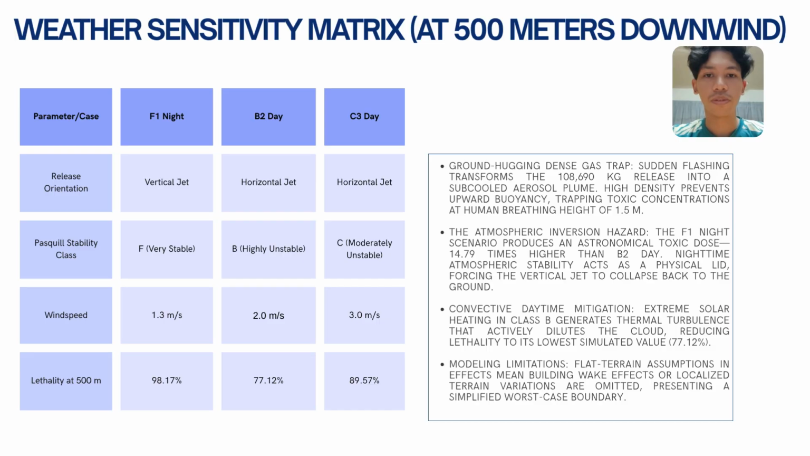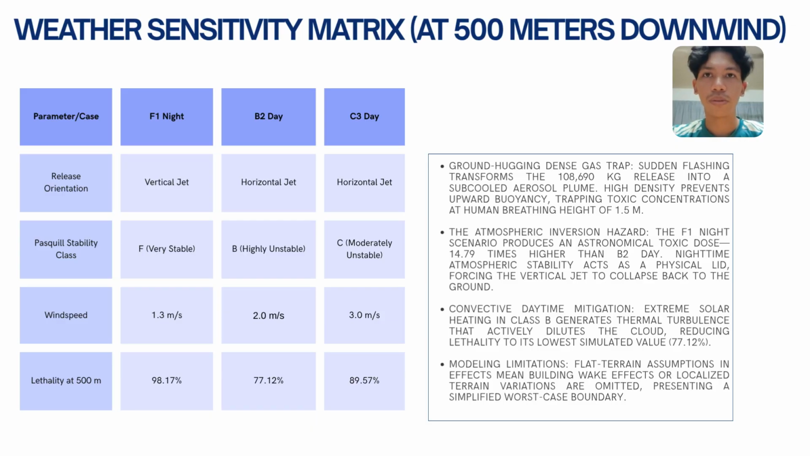So the first one is the F1 night scenario, which represents a very stable atmosphere with the lowest wind speed of 1.3 meters per second. There is very little atmospheric mixing, so the toxic cloud will remain concentrated near the ground zero, resulting in the highest lethality of 98.17%.